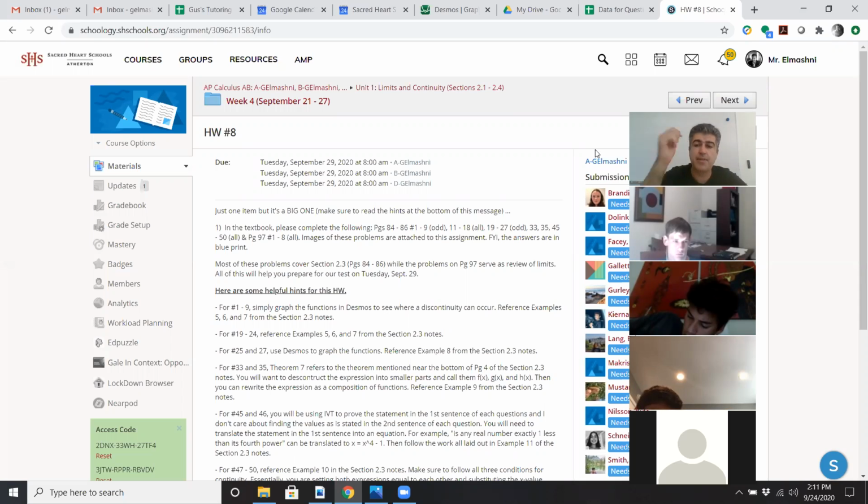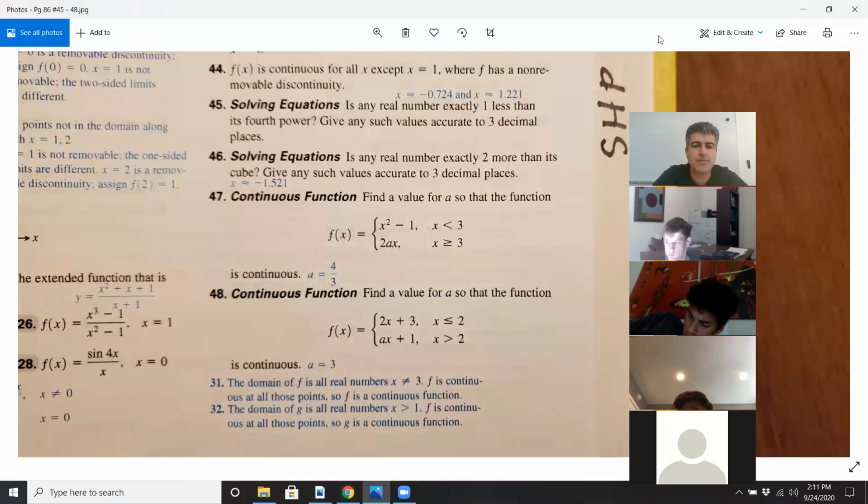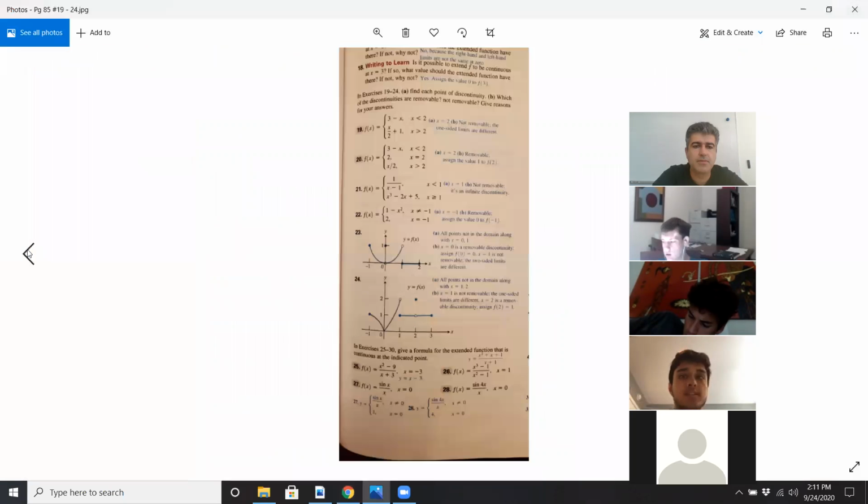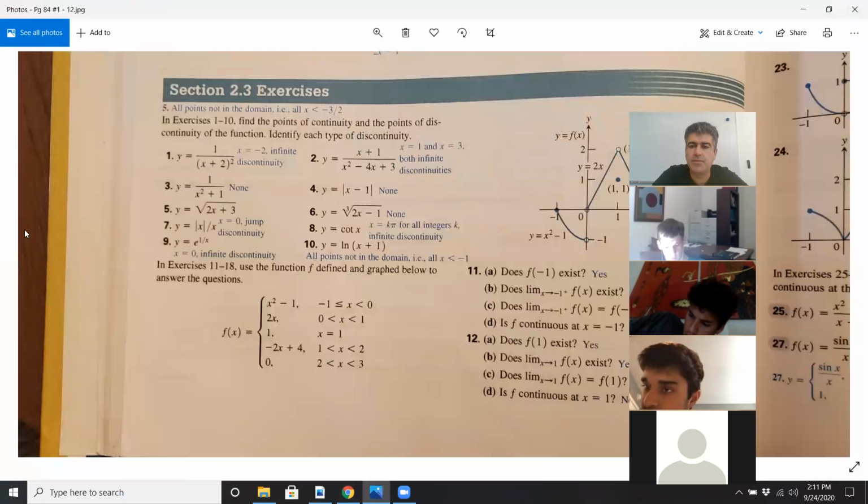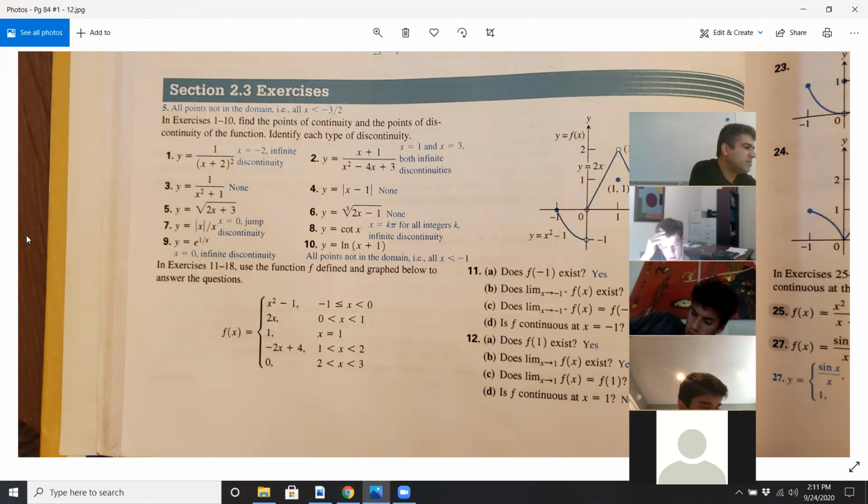So fire away with questions you have. For number, where was it? Supposed to sign X over X. 27, I think it was on page 85 or 86, I don't remember which one. On 27, it's like make sine X over X the extended function. I knew how to do it for the other ones, like just kind of factor and cancel, but I'm not quite sure how to do it for that one.